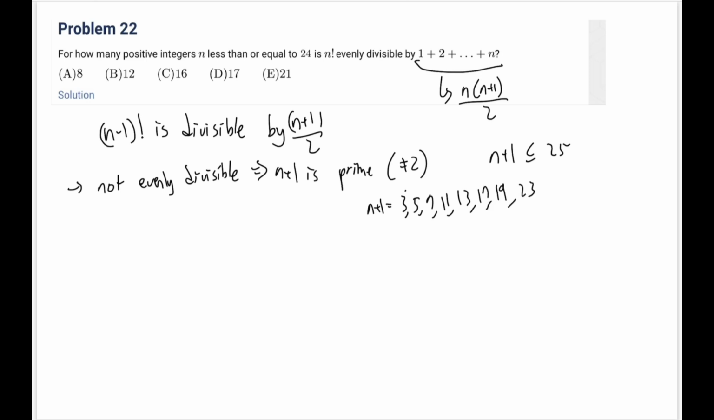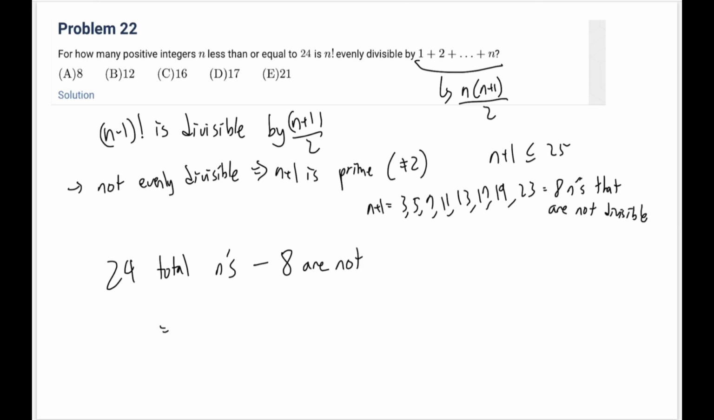And so there are 1, 2, 3, 4, 5, 6, 7, 8. Yeah, so 8 values of n that are not divisible, right? And so we have 24 total values of n, and then minus 8 that are not divisible, so 8 are not. So this is 24 minus 8.